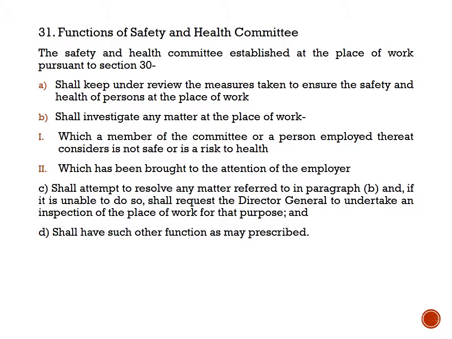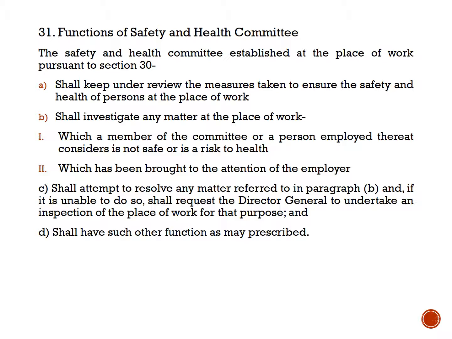Section 31 talks about the functions of the Safety and Health Committee. The Safety and Health Committee established at the workplace pursuant to Section 30 shall keep under review the measures taken to ensure the safety and health of persons at the place of work, and shall investigate any matter at the place of work which a member of the committee or a person employed thereat considers is not safe or is a risk to health, which has been brought to the attention of the employer.